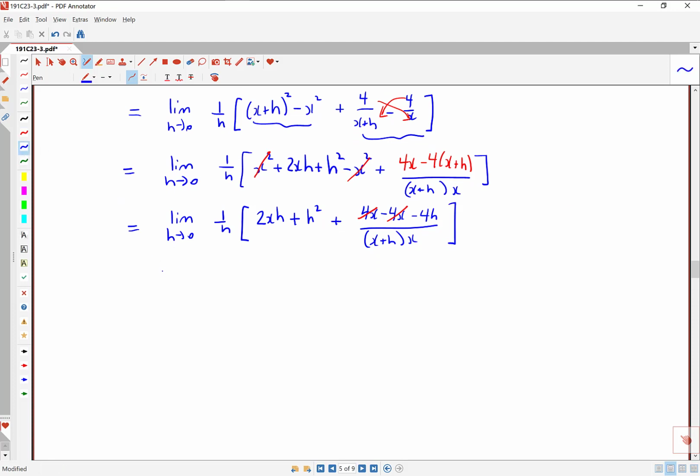Okay, so now we're in the home stretch. I've got the limit as h goes to 0 of 1 over h times some stuff. And the goal is always to get a factor of h that can be pulled out from this expression in the numerator. So let's pull an h out of everything. I'm going to draw round brackets here. After factoring out that h, we'll be left with 2x plus h. And then when you're factoring a fraction like this, you just need to pull an h out of the numerator. So we're going to go minus 4 over x plus h times x.